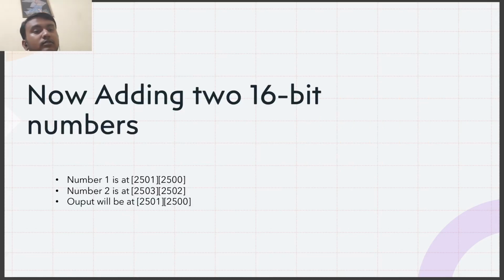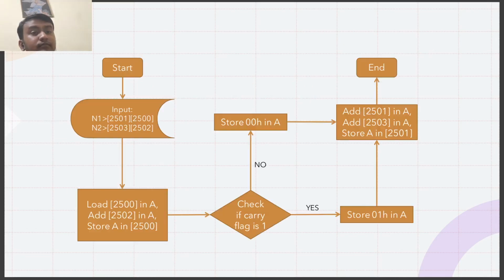Now adding two 16-bit numbers. So the assumption that I take in this part is the first number is at 2501 and 2500. The second number is at 2503, 2502, and the output will be at 2501, 2500. So it is a data flow for my addition function. First of all, input will be from 2501, 2500. Number 2 is from 2503, 2502.